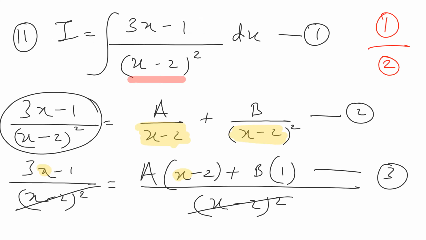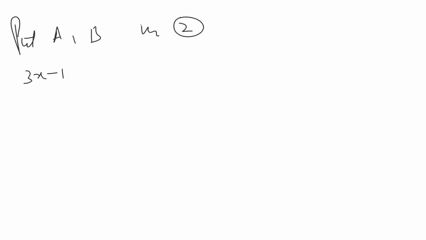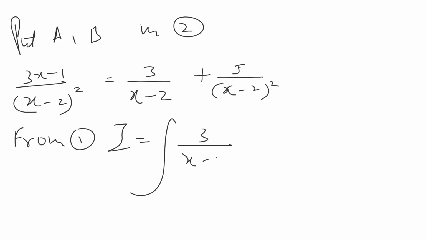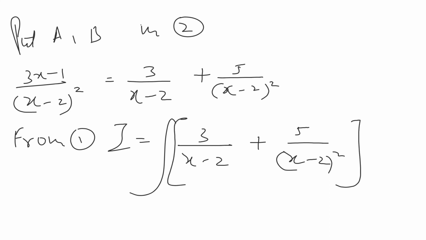3x minus 1 upon x minus 2 the whole square. a is 3 and b is 5. Now equation number 1. From 1, this will be the integration of 3 upon x minus 2 plus 5 upon x minus 2 the whole square. After this, I'm going to individually integrate this.